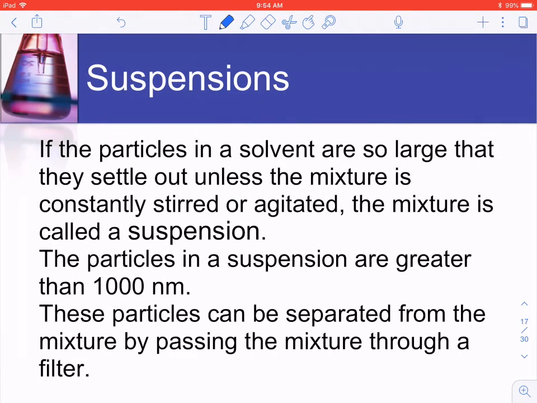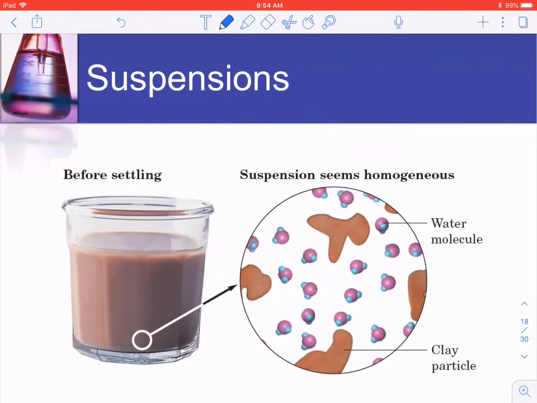So let's talk about suspensions first. This isn't when you get sent to the principal's office. Let's please try to avoid that. But if we're thinking of suspensions, we are talking about particle size greater than 1,000 nanometers. Remember, solutions were 1 nanometer or less. These are 1,000 nanometers, so way bigger in terms of the particles. And it turns out that these particles are so big that we can separate them out by using something called a filter or filter paper. The other thing that's cool about a suspension is that if you allow it to sit for a while, the particles are so big that they'll actually settle to the bottom.